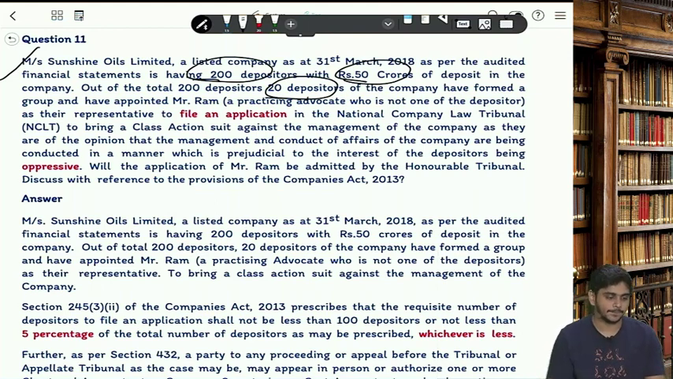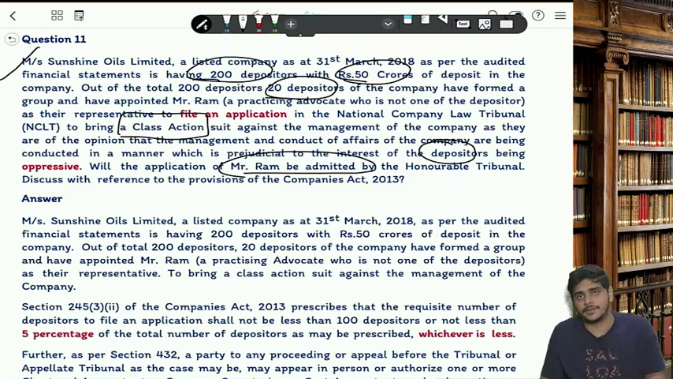okay, into the NCLT to bring a class action suit, okay, against the company as they are of the opinion that the management and the conduct of affairs are being conducted in a manner which is prejudicial to the interest of depositors. So when I say depositors, guys, section number 245, check as per Companies Act, will the application of Mr. Ram be admitted by the NCLT? So we have already done that.